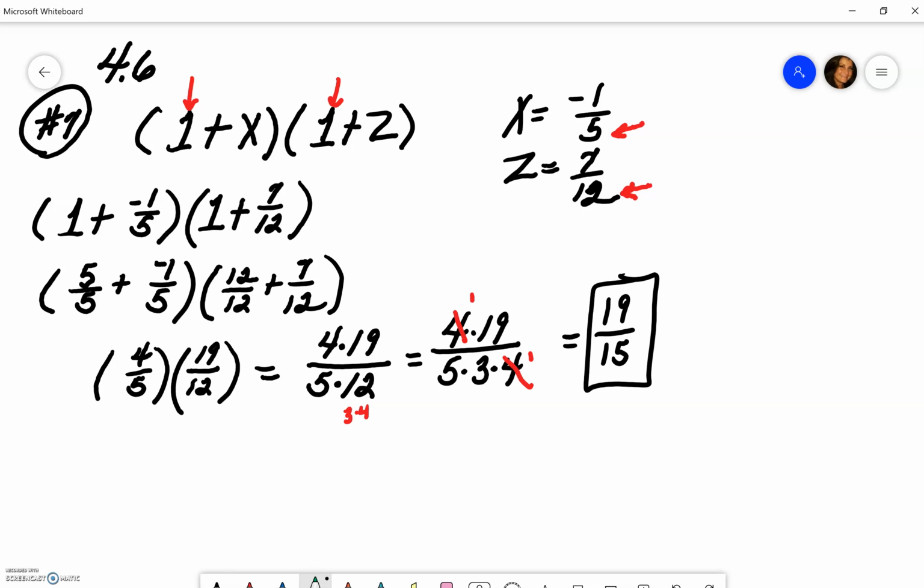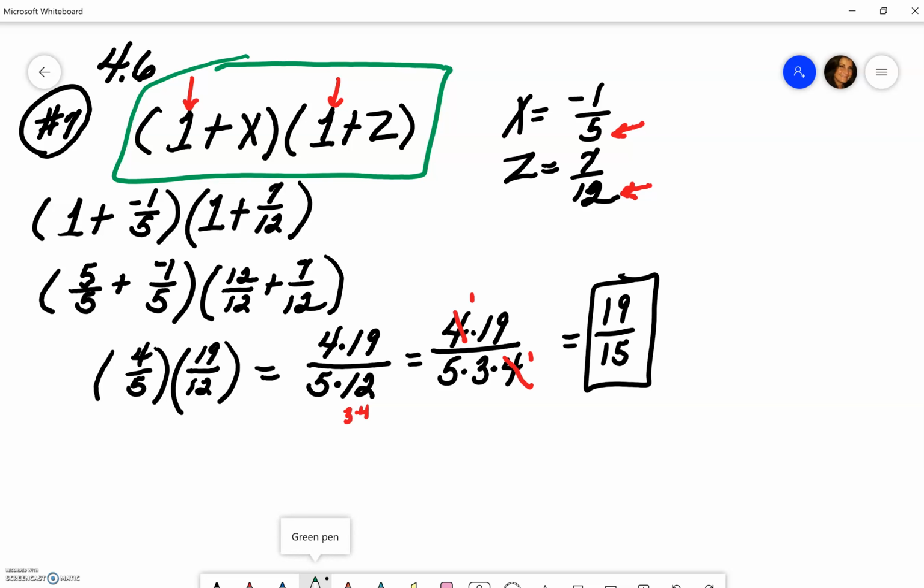So the goal was to recall order of operations, meaning you're going to take care of what's inside those parentheses, and also how to get a fraction out of the whole number 1. So on this one, we ended up deciding 1 would be 5 over 5, so we could have a like fraction, and this one would be 12 over 12.